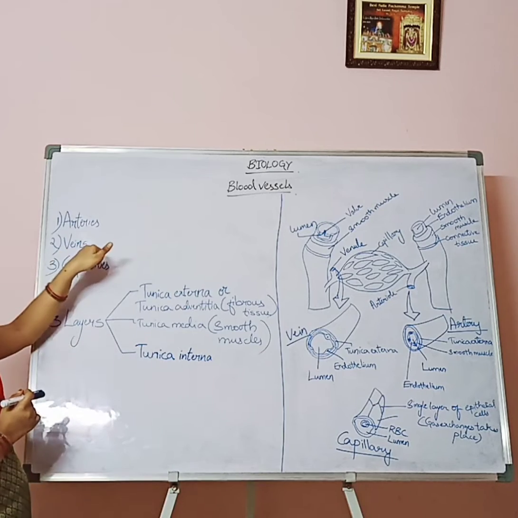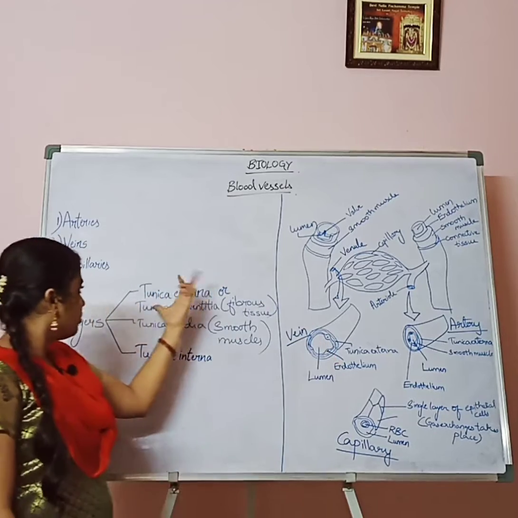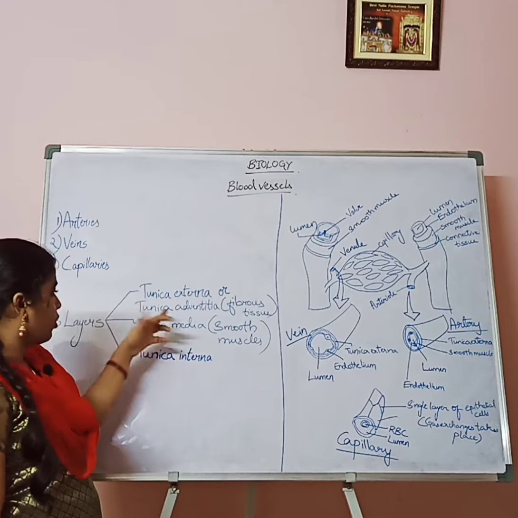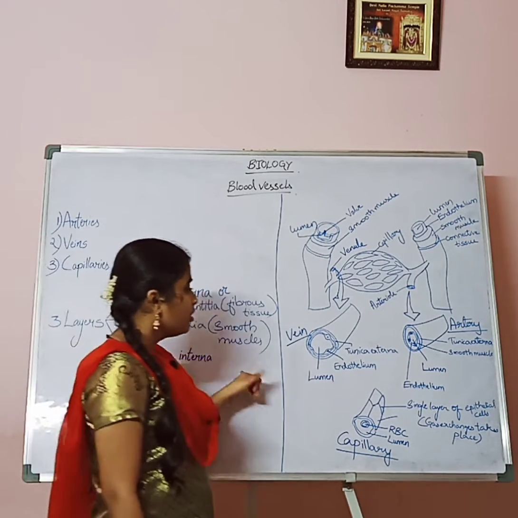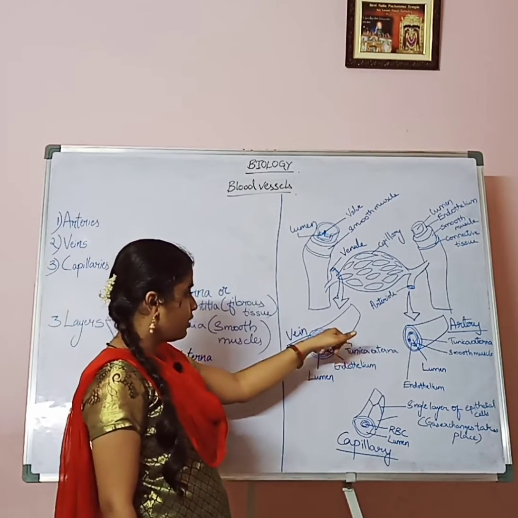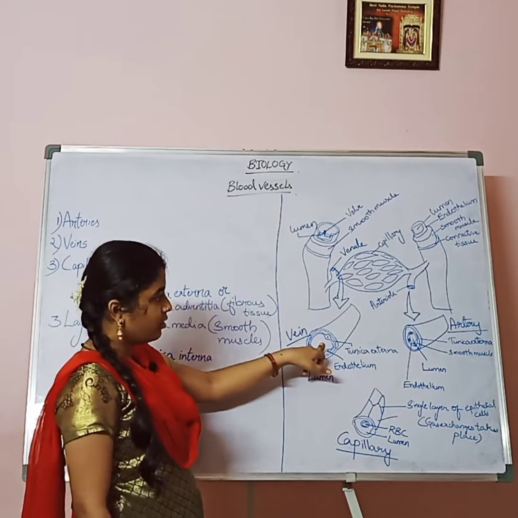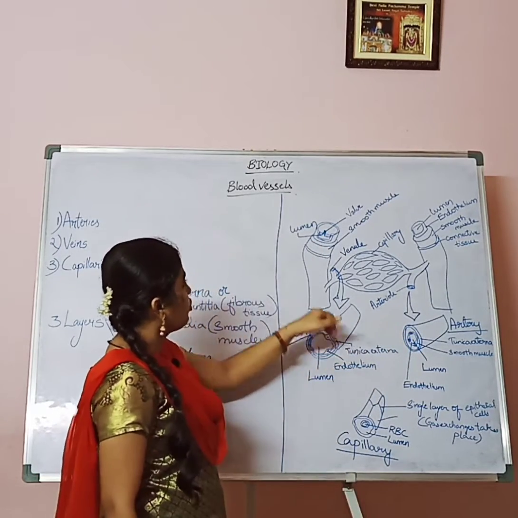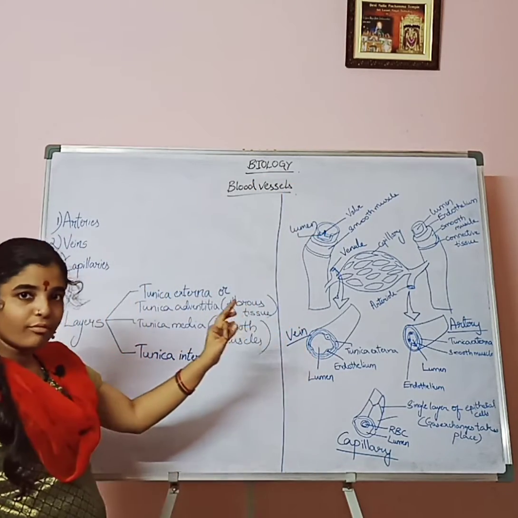Next, coming to veins. Veins also consist of these three layers: tunica externa or tunica adventitia, tunica media and tunica interna. Here is the lumen, from which the blood is carried. The lumen of a vein is very wide compared to arteries. Because the lumen is wide, veins consist of valves. You can see the valves present here.